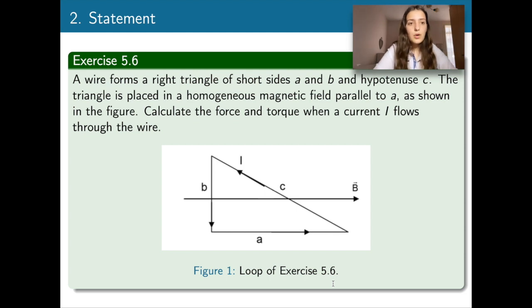A wire forms a right triangle of short sides A and B and hypotenuse C. The triangle is placed in a homogeneous magnetic field parallel to A, as shown in the figure. Calculate the force and the torque when a current I flows through the wire.